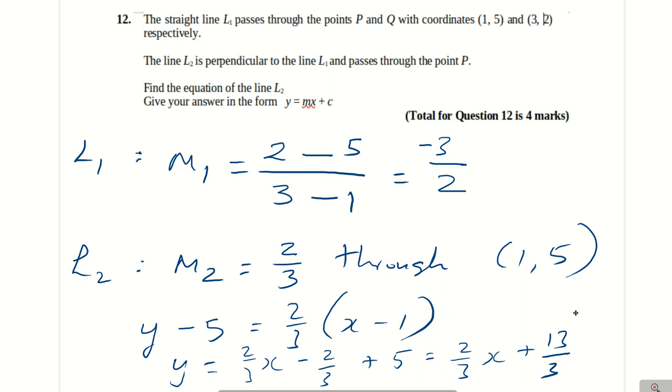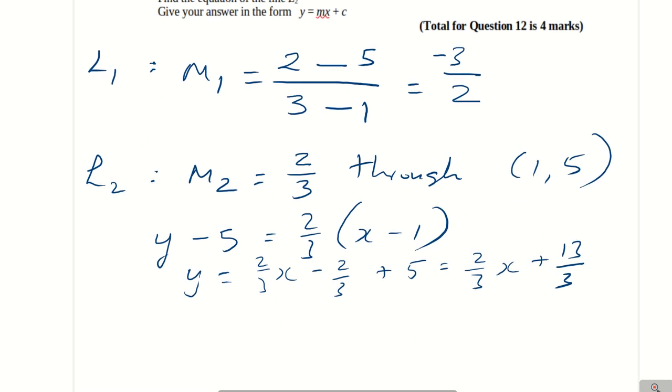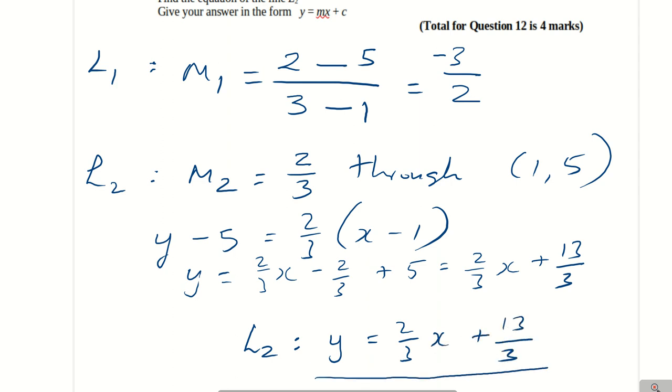And I'll just write it out to make it clear. L2, the equation is y equals 2/3 of x plus 13 over 3.